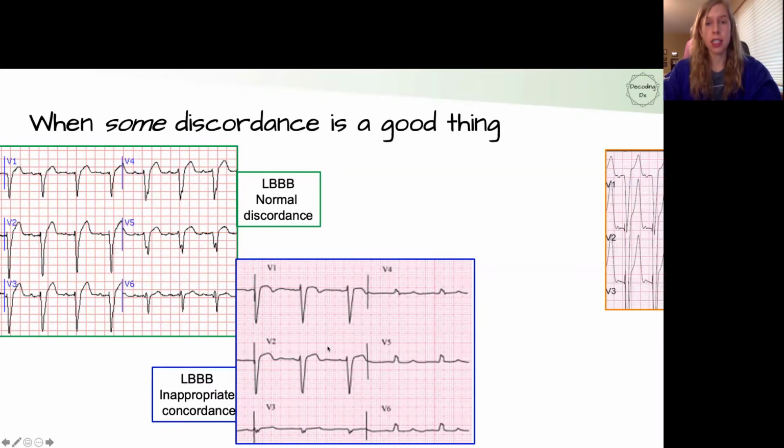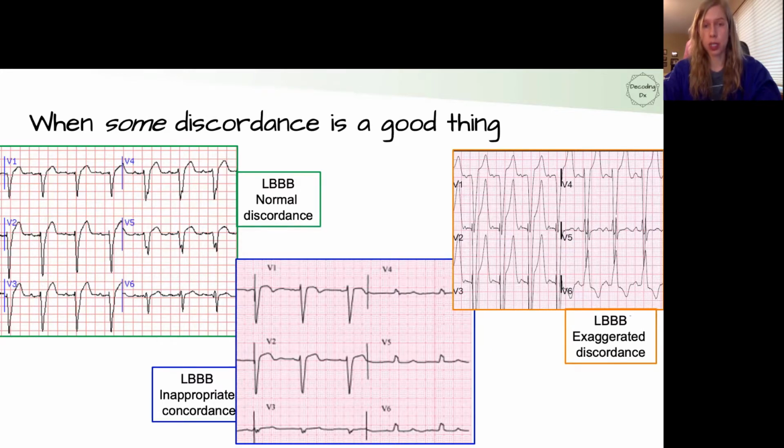Another inappropriate finding would be exaggerated discordance. Look at how extreme these amplitudes are. You have a super deep QRS and a really tall T wave on opposite sides of the isoelectric line. Both of these findings, inappropriate concordance and exaggerated discordance in the presence of a known bundle branch block, are really concerning for ischemia. We know that a new left bundle branch block is an equivalent of ST elevation for an MI. But again, if we have an existing known left bundle branch block and we see these findings, this is also concerning for ischemia.